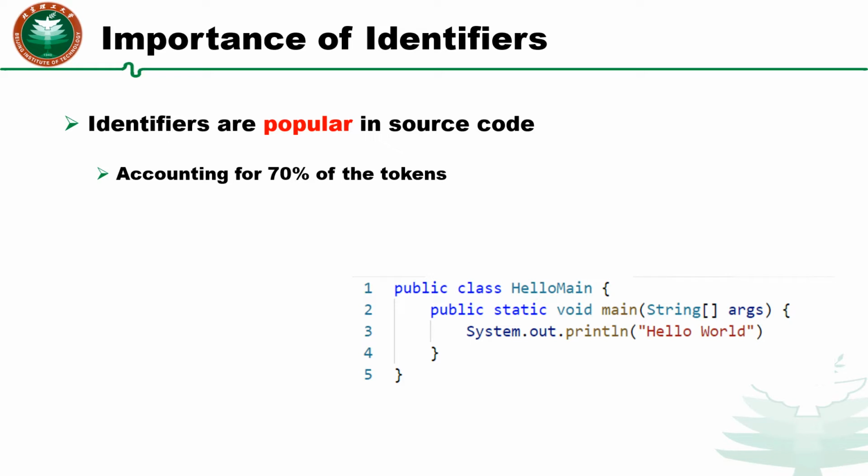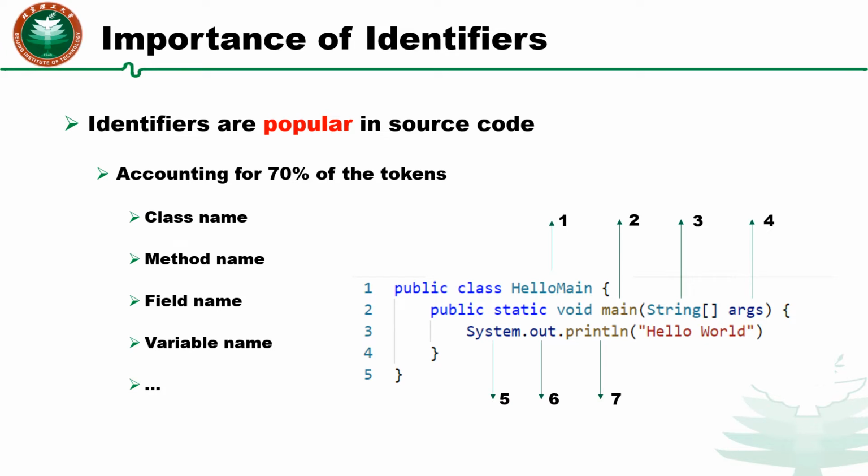Identifiers play an important role in program comprehension and software maintenance. It is reported that about 70% of the source code is identifiers. It includes different types such as class names, the method name, the field name, and the variable name, and etc. This picture shows some examples of identifiers.